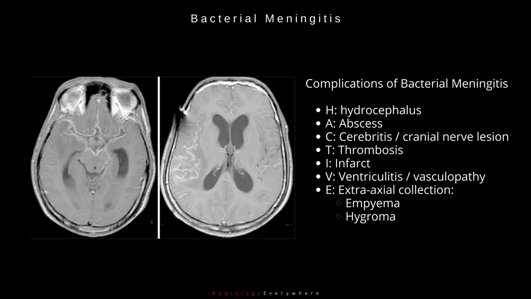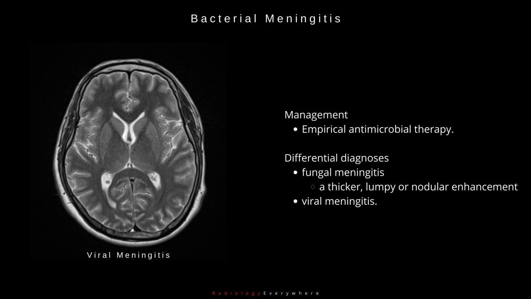Complications of bacterial meningitis include hydrocephalus, abscess, cerebritis, a cranial nerve lesion, thrombosis, infarctions, ventriculitis, vasculopathy, or extraaxial collection like empyema and hygroma. Hydrocephalus is most often of the communicating type. Management of bacterial meningitis includes empirical antimicrobial therapy. Differential diagnoses are fungal meningitis, which usually exhibits a thicker, lumpy or nodular enhancement, and viral meningitis.